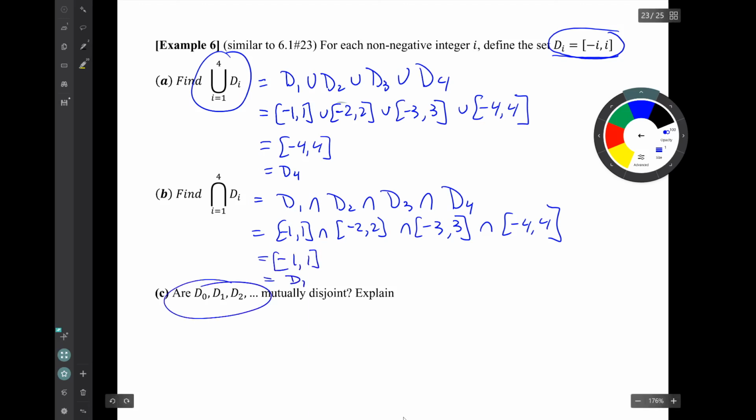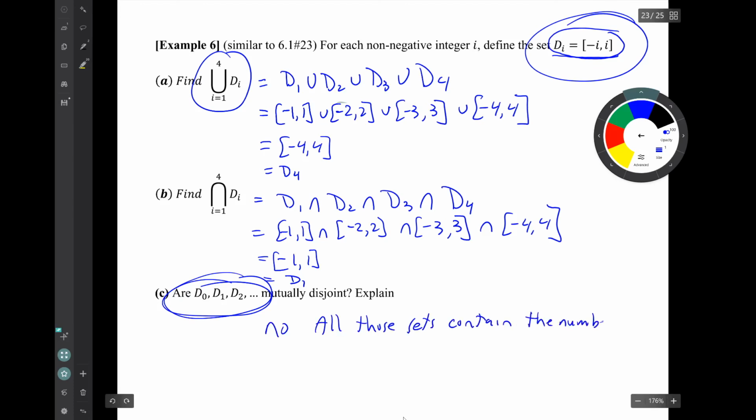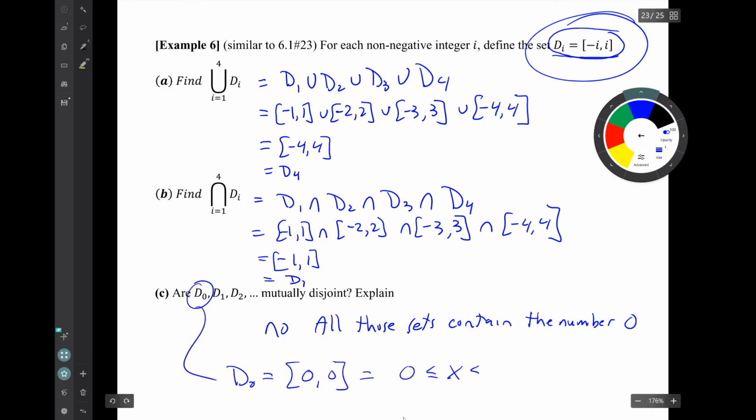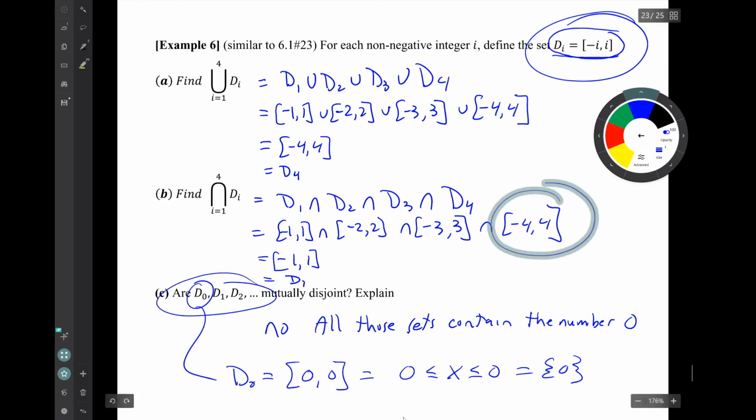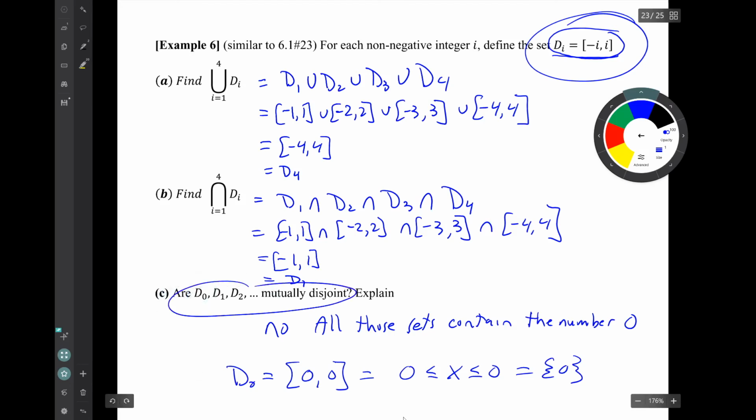Now here's a question. Are those sets mutually disjoint? Well, no, none of them are disjoint. Every one of the sets of that form contains the number 0. Wait a minute, what is D subscript 0? D subscript 0 is the set that only contains the number 0. So most of the sets on that list look like these intervals where the endpoints are not just a single number, but one of those sets is just the number 0. But these are not mutually disjoint because every one of those sets contains the number 0.